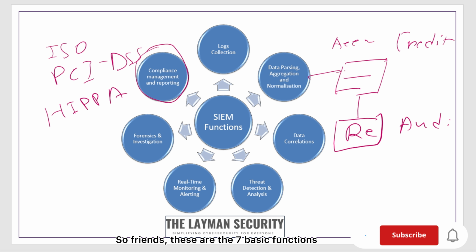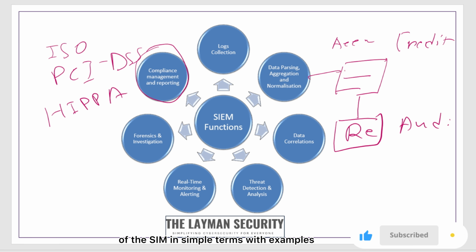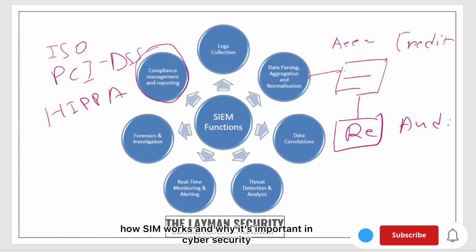So friends, these are the 7 basic functions of the SIEM in simple terms with examples. Hope this helps you understand how SIEM works and why it's important in cybersecurity.